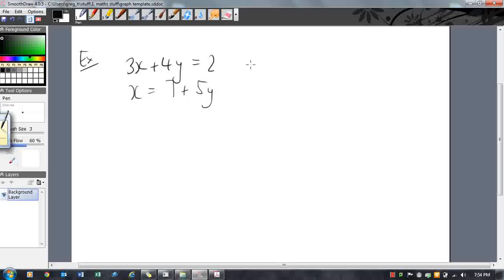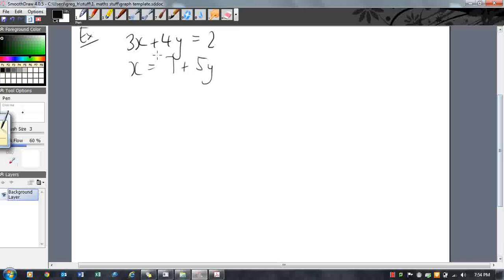So let's have a look at this. We've got the situation I was just talking about where we've got x equals something. So we've got this lovely thing here where x equals something, and that should set off alarm bells in your head, and you'll go, oh, I should do substitution here. We've got two equations. One is saying that 3x plus 4y is equal to 2. The other one is telling us what x is equal to.